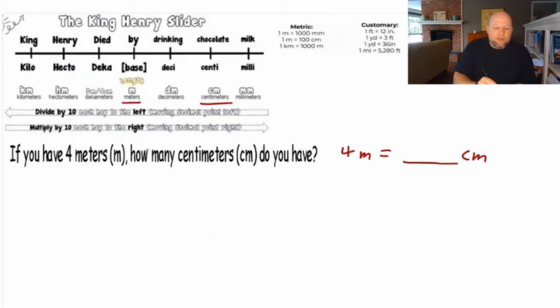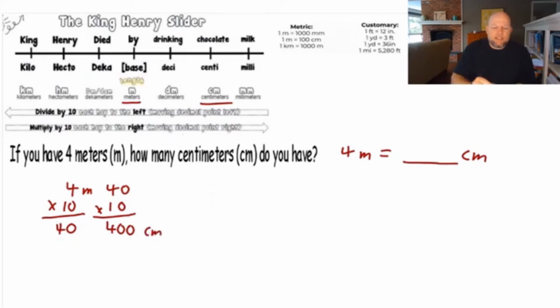So we're going to hop to the right, and it says multiply by 10 each time we do that. So we have 4, and we'll multiply that by 10. That represents our move to decimeters. 4 times 10 equals 40. Now we only got to decimeters, so we have to move on to centimeters. So we have to multiply 40 by 10, and that equals 400. So we find that 4 meters equals 400 centimeters.